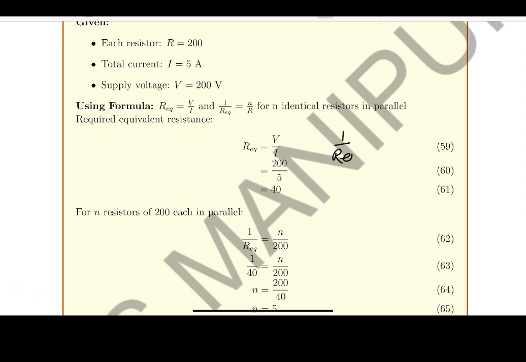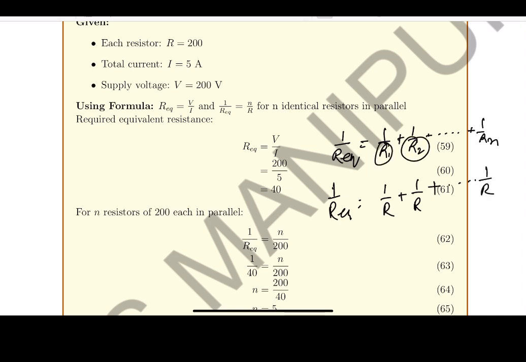1 by Req equals 1 by R1 plus 1 by R2 plus dot dot dot plus 1 by Rn. There are n resistances, but let's say all these are equal. R1, R2, R3, Rn are all equal to R, let's say. Now what will be the LCM of this? LCM will be R, and on top 1 plus 1 plus 1 plus dot dot dot 1. How many resistors are there? Let's say n, so it will be n by R. Why 1 plus 1? Because there are n resistors, right? So it will be n by R.